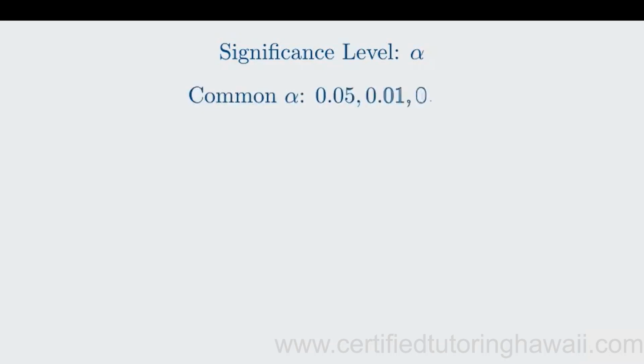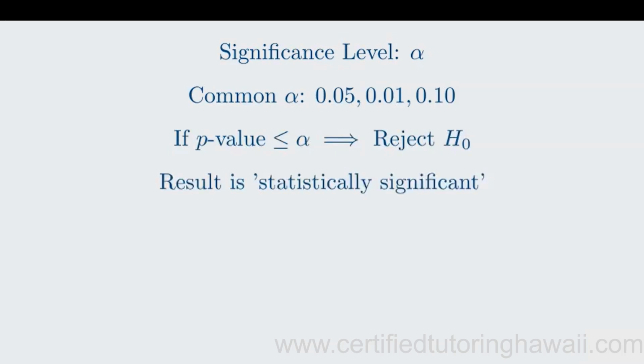To make a decision, we compare our p-value to a predetermined threshold called the significance level, or alpha. The significance level represents the maximum probability we are willing to accept of making a mistake by rejecting a true null hypothesis. Common values are 0.05, 0.01, or 0.10. If our p-value is less than or equal to alpha, the result is statistically significant. We reject the null hypothesis. This means we have found convincing evidence for the alternative hypothesis.